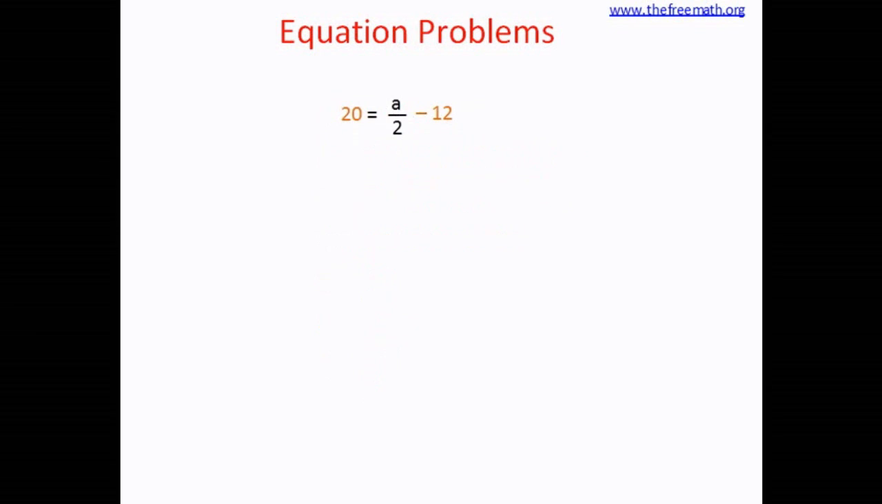Here is the next problem. 20 equals a over 2 minus 12. In this example, you can see that the variable is on the right hand side. So far we have always seen the variable on the left hand side. But this is fine. The variable could be on any side. It could be on the left hand side or it could be on the right hand side. Doesn't matter. So let's try to isolate the variable.